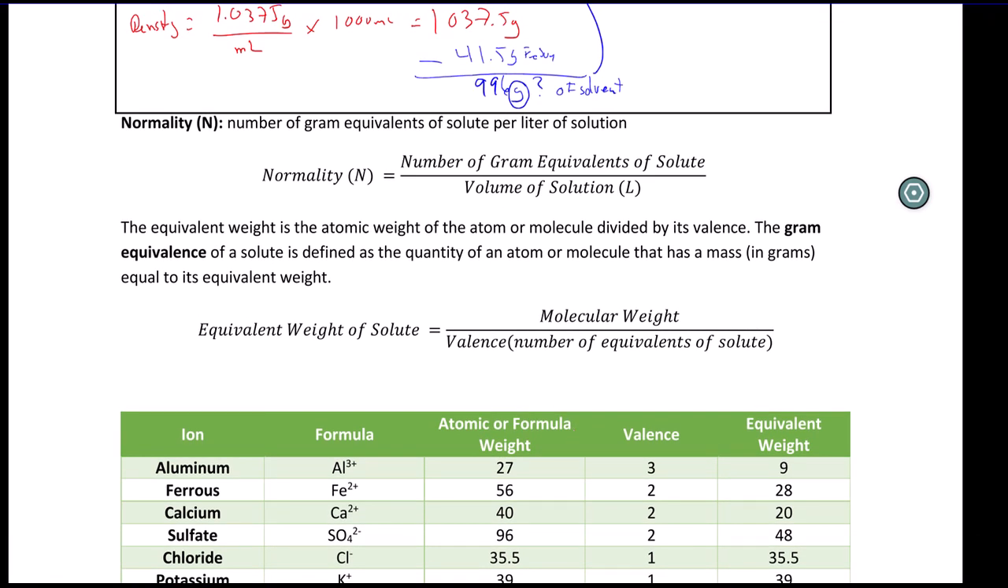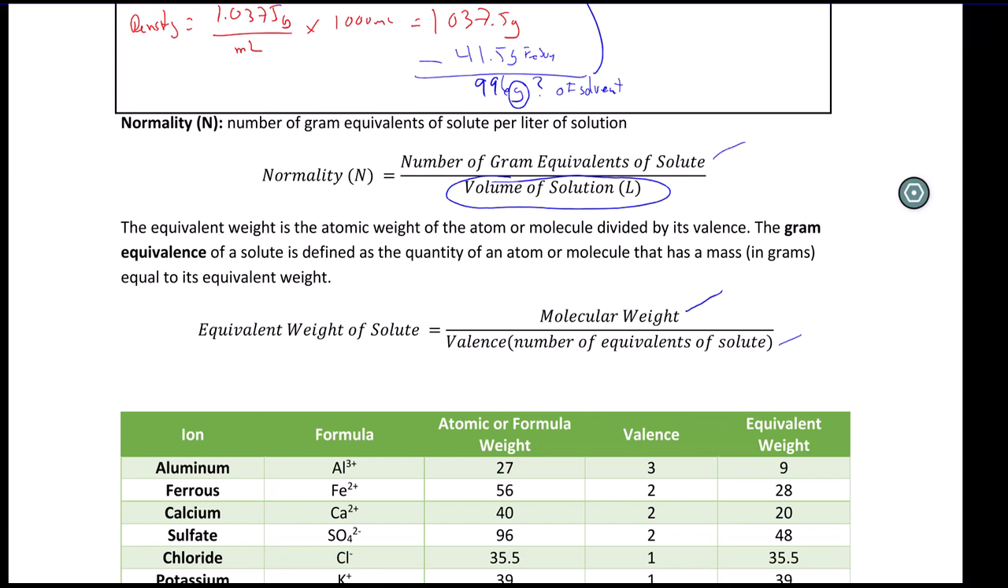Okay, the last thing about normality that we'll be discussing is it's really like molarity, and I'll show you at the end here how it relates. You really need the same denominator, so you need the volume of the solution, but the number on top, you need something called the gram equivalence. The gram equivalence can be given by this equation down here, where you're taking the molecular weight and then dividing by the valence, right? That's really what you're doing, and that's the number of equivalents of the solvent.